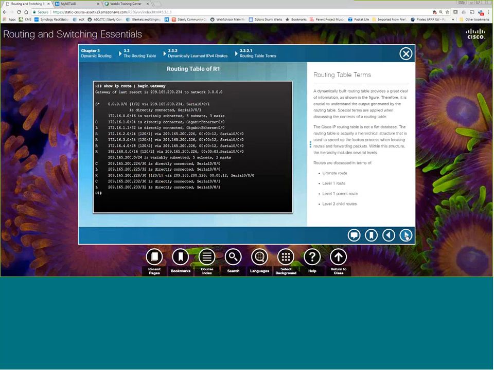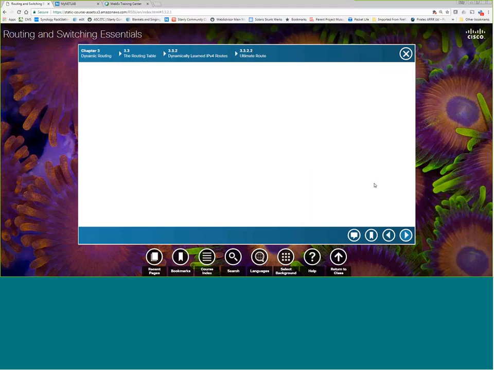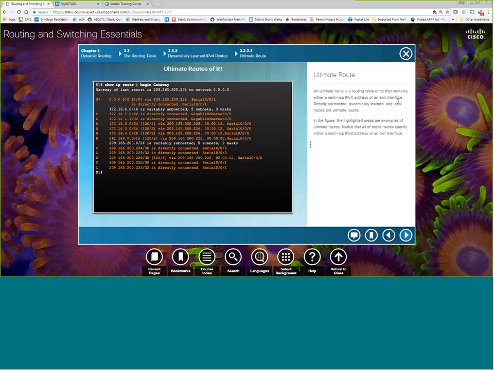So we have different types of routes inside the route table. Now, this is a little confusing, but bear with me here, okay? An ultimate route is a route that has an outgoing interface or a next hop address, okay? So an ultimate route has an outgoing interface or a next hop or an exit interface. So next hop IP or an exit interface. So when you look for an ultimate route, it has to have that next hop or an exit interface, one of the two, okay?